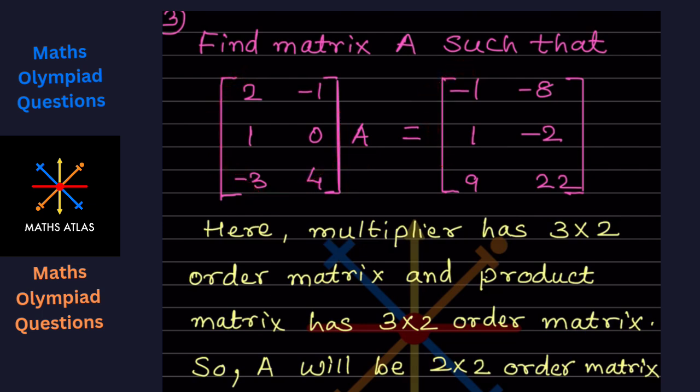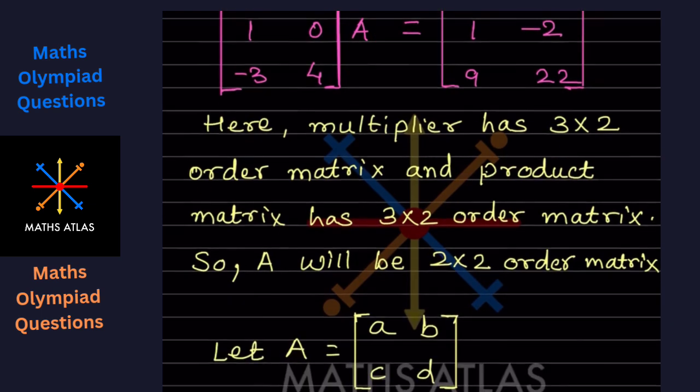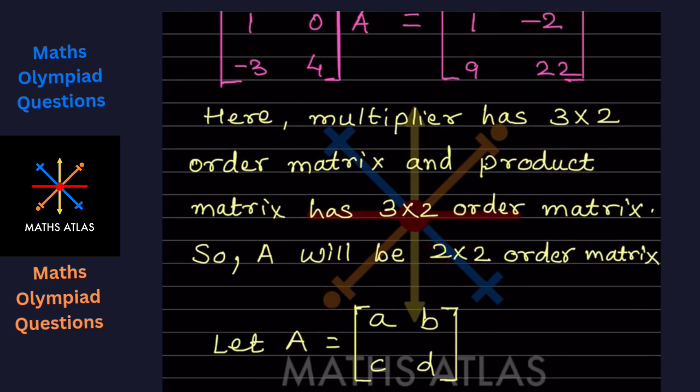So now here what we can see, this is 3 into 2 order matrix, and this product, whatever that is, also is 3 into 2. So what are we going to do? We want the value of A, so first we have to find out the order of this matrix. Whenever this is 3 into 2, this A should be of 2 into 2. So let us consider this A of 2 into 2, this is 2 and this is 2.